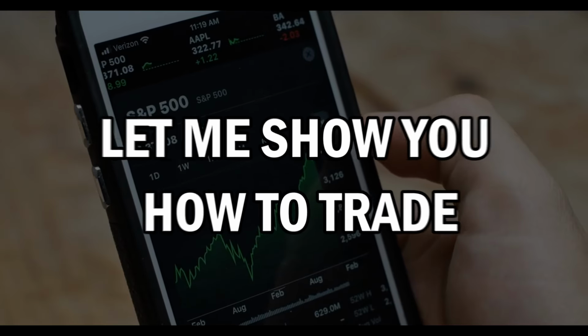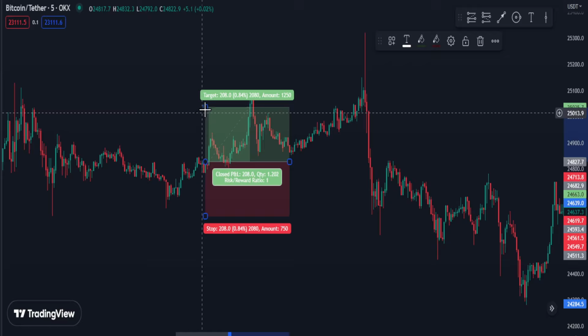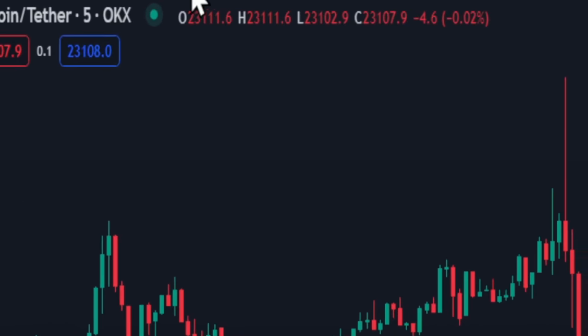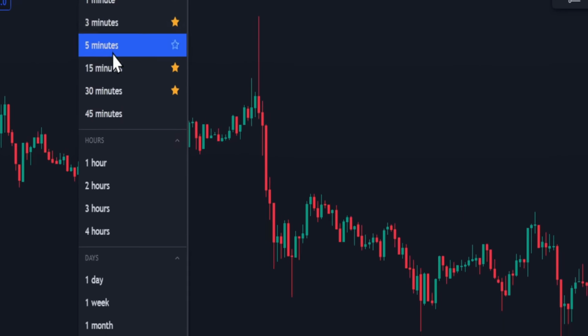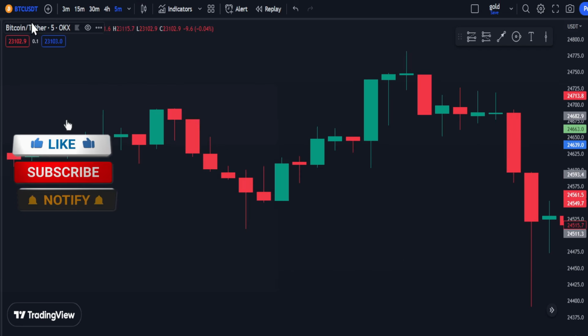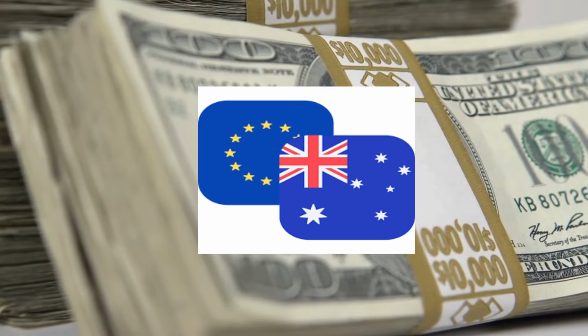Now, let me show you how to trade using this scalping strategy. Starting with long position, I will be using 3 free TradingView indicators. This is the chart of Bitcoin on a 5-minute chart. It can also be used on other time frames such as 3 minute, 15 minute, and 4 hour. The method can be used on all markets, but is best used for crypto, stock, and forex.